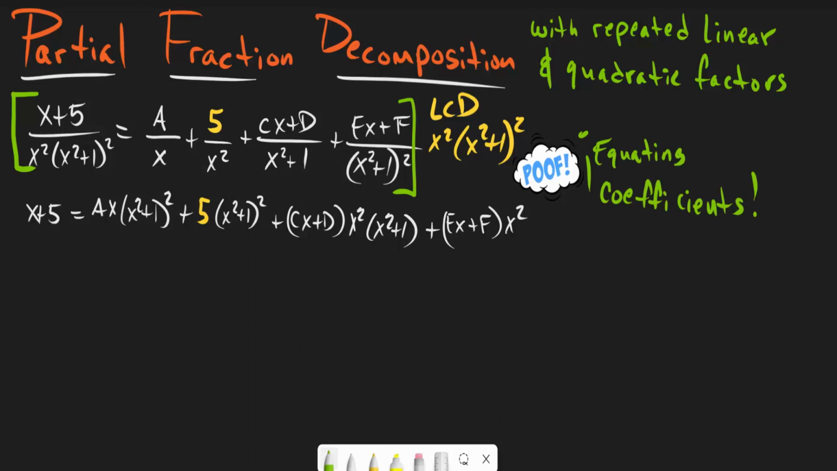So equating coefficients, here we go. On the left-hand side, that's already in general form, so I'm just going to leave it like that. We just have a linear term and a constant term. And on the right-hand side, here we go. It's going to be a lot of work, so I hope you put on that seatbelt kind of tight. I'm going to go a little bit quick, okay?